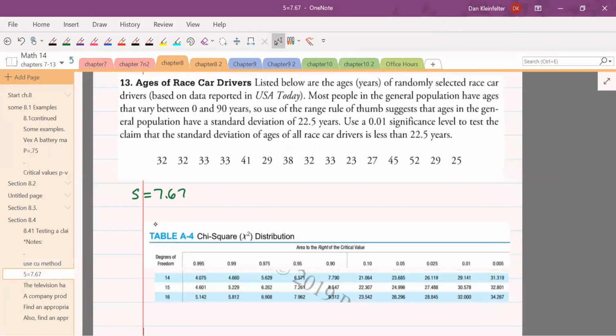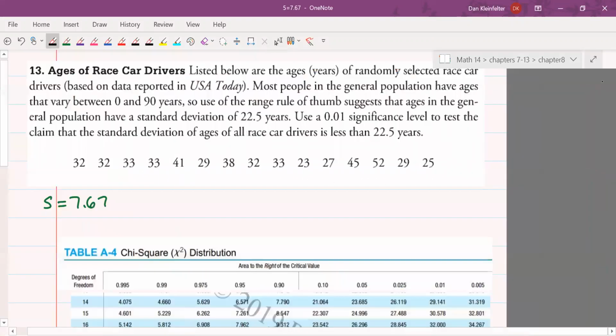Okay, another example. So here, this one is about race car drivers. There's ages of race car drivers. Most people in the general population have ages that vary between 0 and 90 years. So the range rule of thumb suggests that ages in the general population would have a standard deviation of 22.5 years. Use a 0.01 significance level to test the claim that the standard deviation of ages of race car drivers is less than 22.5 years.